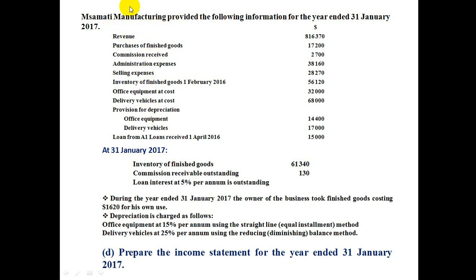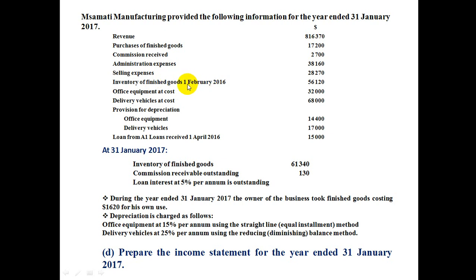Part D. Msamati manufacturing's details are given to us. We are supposed to prepare the income statement for the year ended 31 January 2017. Their revenue is given to us. Purchases of finished goods, which is used in cost of sales portion, is given to us. Commission received, that is their other income, is given to us. Administration and selling expenses will be used by us in their expenses portion.